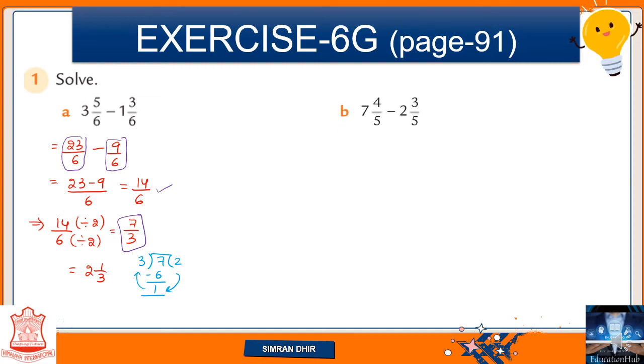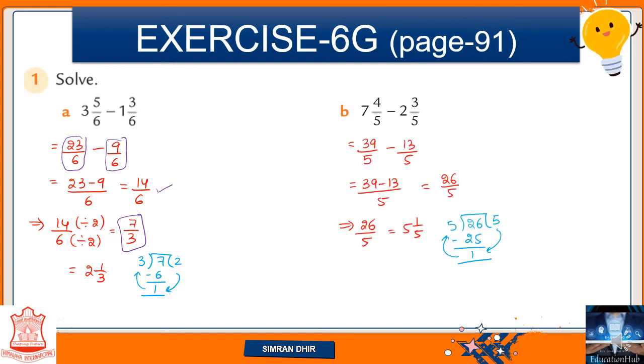Let's see B part. B part is 7 4 by 5 minus 2 3 by 5. Again the procedure will remain the same. पहले हम improper fraction में convert करेंगे, that is 39 by 5 minus 13 by 5 and then we are going to subtract it and we will get 26 by 5. Now 26 by 5 is again our improper fraction but ये already lowest form में है, so हम इसे mixed fraction में convert कर देंगे, that is 5 1 by 5.